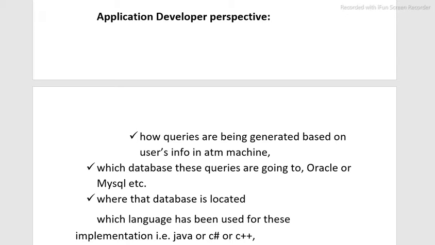Application developer perspective. How are queries being generated based on the user's info in the ATM machine? Which database are these queries going to, Oracle or MySQL, etc.? Where is that database located? Which language has been used for this implementation, that is Java or C# or C++?